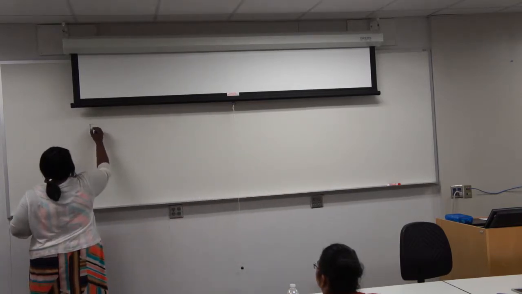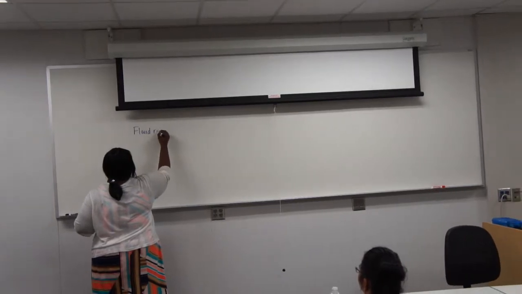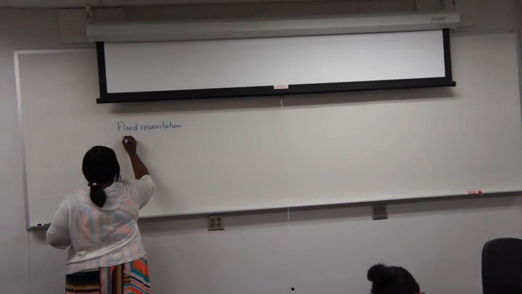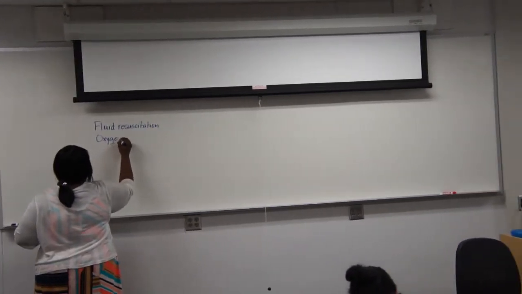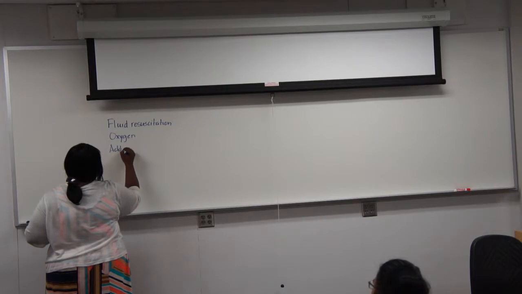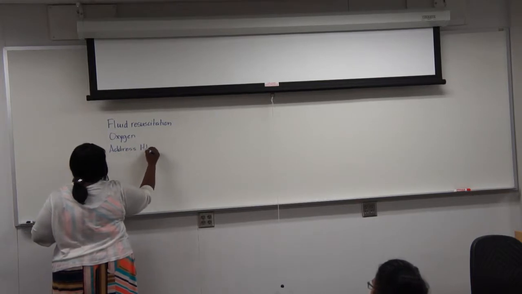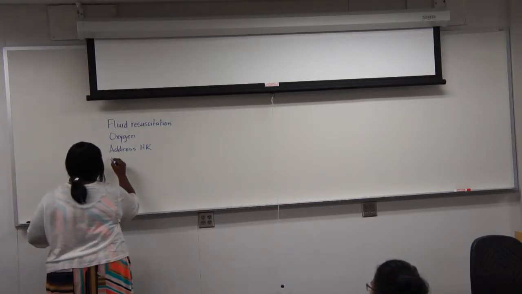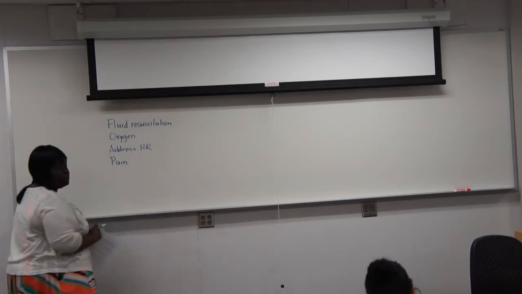Fluids. Fluid resuscitation. We have to do fluid resuscitation because that's important. Oxygen. Yeah, oxygen. Heart rate is high. We need to address his heart rate. Anything else we need to do for him immediately? Pain. Pain, because he's crying out in pain. Those are things that we have to look at, those physiologic things that happen to the patient.